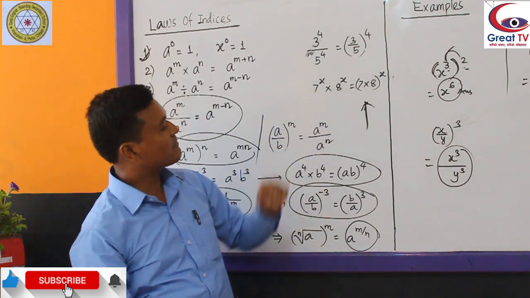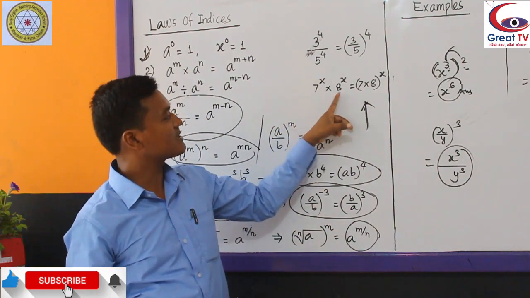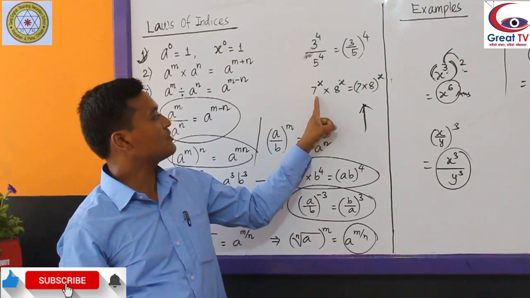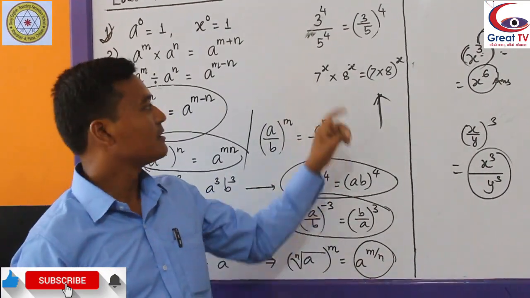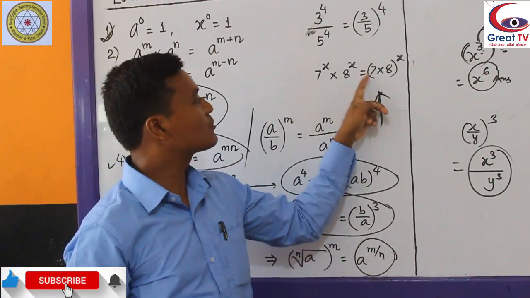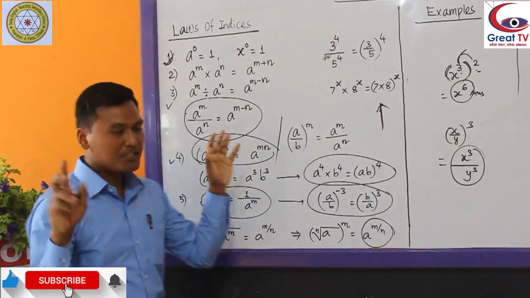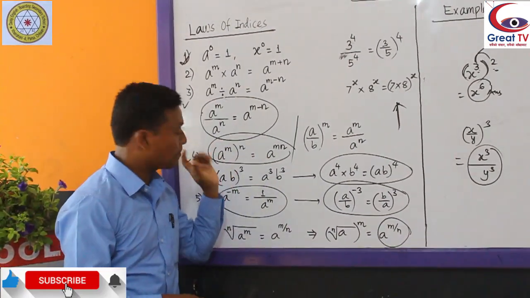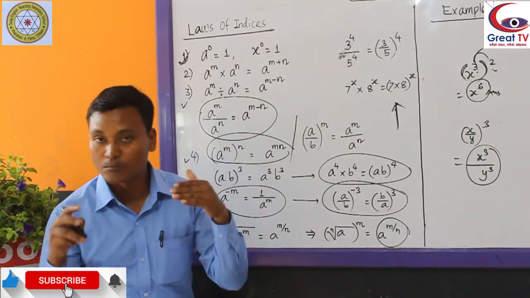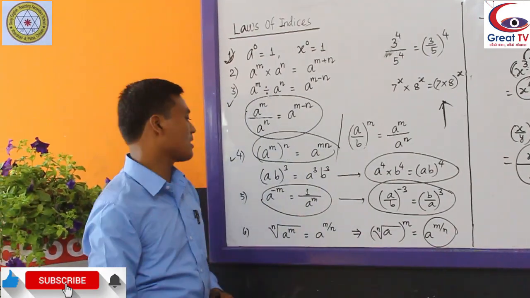And sometimes if we do have this type, 7 to the power x times 8 to the power x. That means 7 and 8 have the same powers. It can be written into a single power, 7 times 8 whole power x. Be careful my dear students, this whole power of index also we use the most while solving the problems.